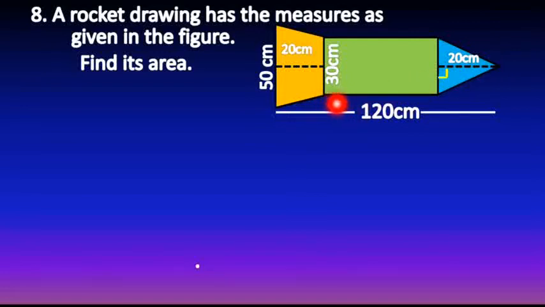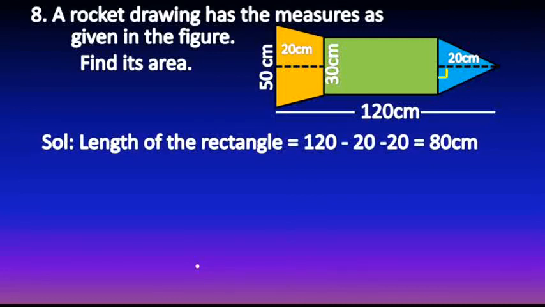Now we have to find the length of this rectangle. You can see here the height of the trapezium is 20 centimeters and the height of the triangle is 20 centimeters. So the length of the rectangle will be 120 minus the 20 centimeters of the trapezium as well as the height of the triangle, that is 20 centimeters. So you have to subtract these two heights from 120 centimeters to get the length of this rectangle. So the length of the rectangle is equal to 120 minus 20 minus 20, that is 80 centimeters.